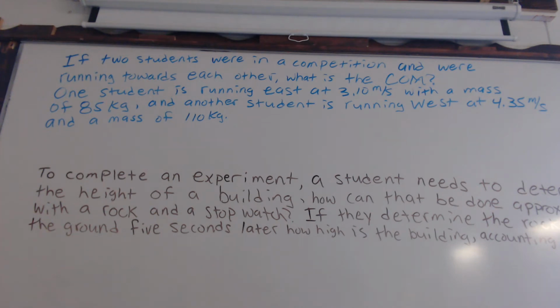Then for the problem below that, written in the brown color: to complete an experiment, a student needs to determine the height of a building. How can that be done approximately with a rock and a stopwatch? In this case, again, this is just approximate, not an exact amount. If they determine the rock hits the ground 5 seconds later, how high is that building, accounting for gravity or using the variable gravity?